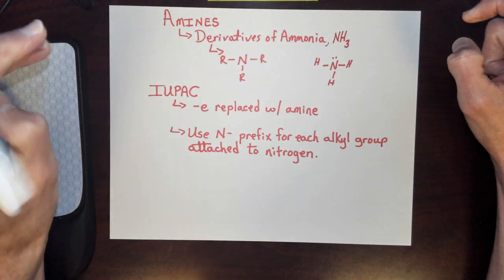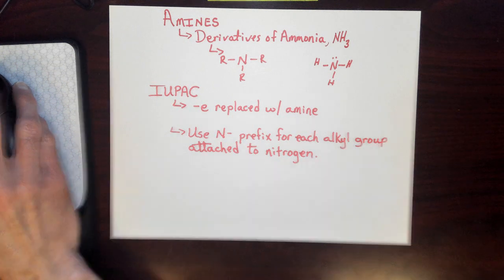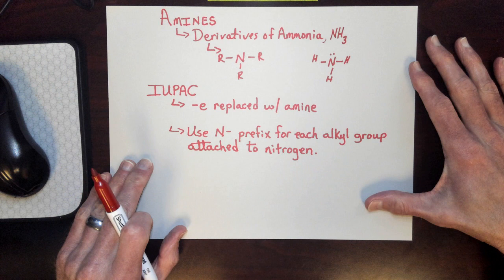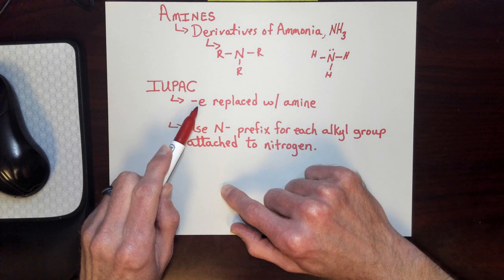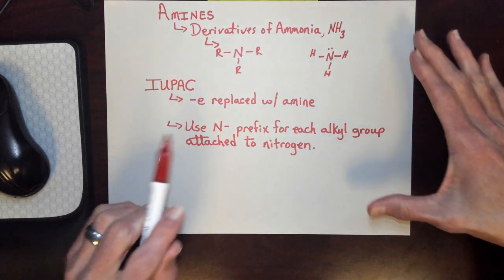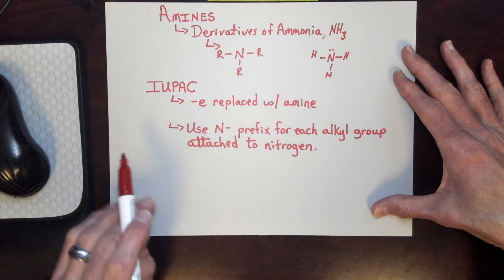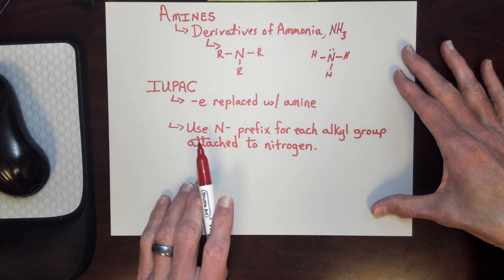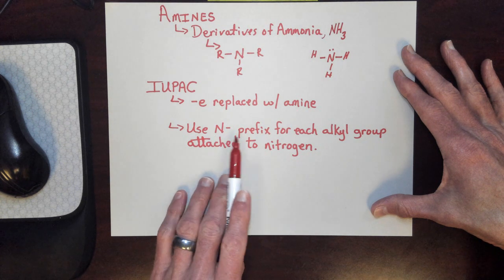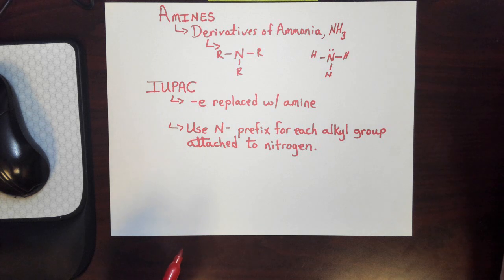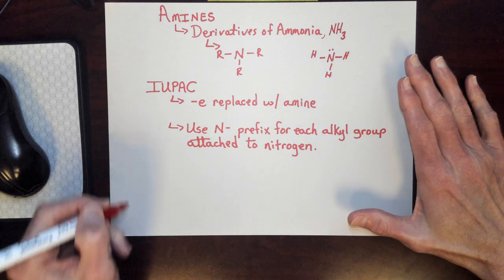Okay? Now with amines, we want to name them. So to name them, the root or fundamental idea is to take the E off the alkyl group attached and replace it with the word amine. The other root or foundational idea is to use the capital N prefix for each alkyl group attached directly to the nitrogen. So let me give you some examples here.